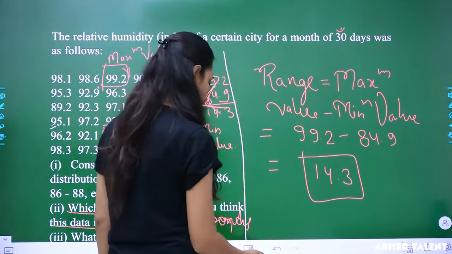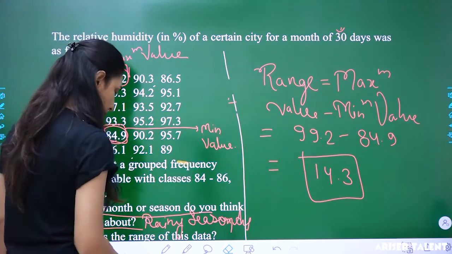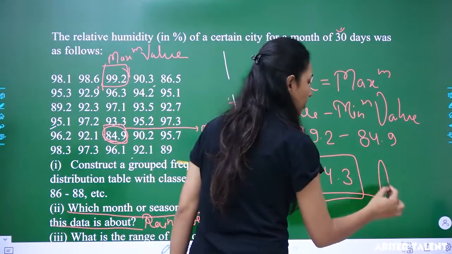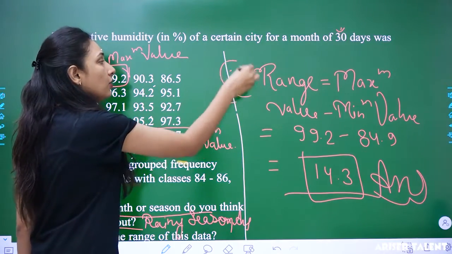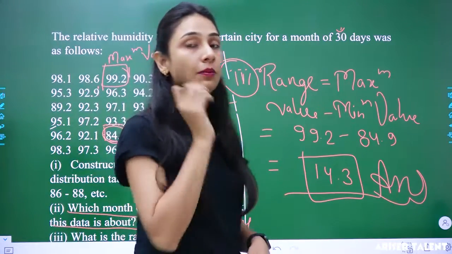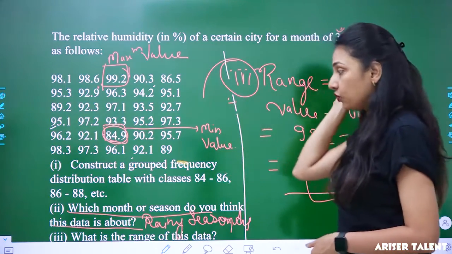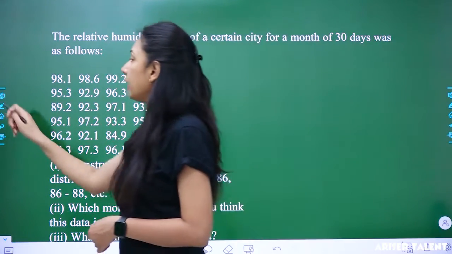Yes, 14.3. So 14.3 will be your range. That is going to be your answer for the third part of it. Understood? Now you understood this question completely. So we have to move to the next question, students. Right?